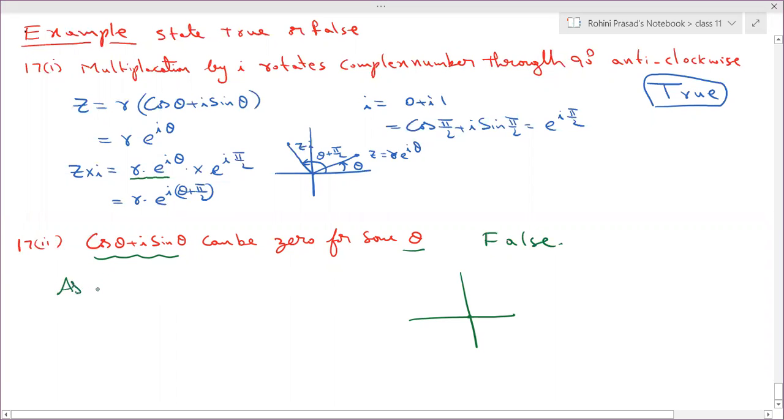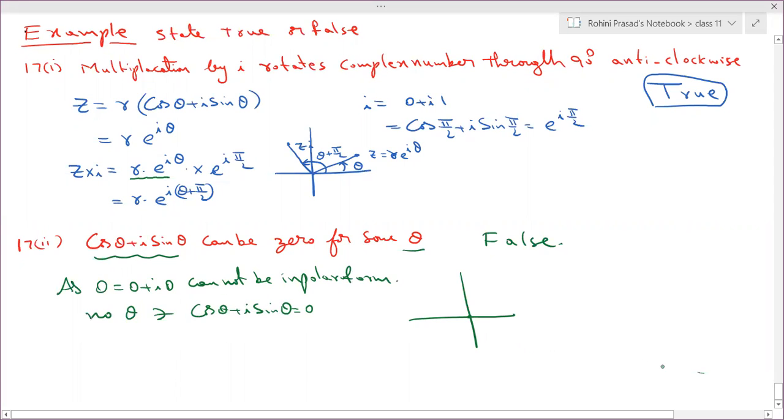So 0 equal to 0 plus i0 cannot be in polar form. So there is no theta such that cos theta plus i sin theta equals 0. Basically, cos theta and sin theta would both have to be zero at a time. It is not possible. Both cos theta and sin theta being 0 at a time is not possible.